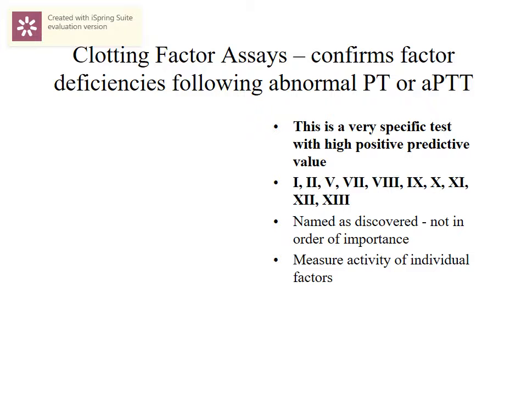So in other words, if this test is abnormal, we can feel confident that the individual being tested has an abnormality with a specific clotting factor. You can see these clotting factors are named with Roman numerals, and it's confusing. They were named as they were discovered and not in their order of importance, which is why the coagulation cascade is hard to learn. It doesn't follow in order. Again, the coagulation factor assays measure activity of individual factors versus the global test, prothrombin time, or APTT.